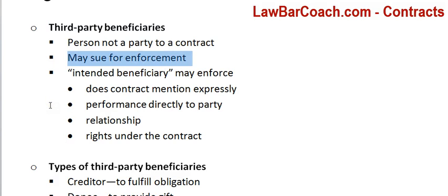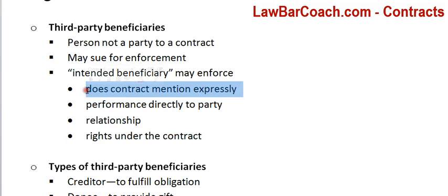If I hire you to make a painting of my friend and then deliver it to him for his birthday, my friend can sue you if you fail to make the painting and deliver it to him. Because he's an intended beneficiary. He can enforce the contract. It's an open question if that person has to be mentioned expressly.